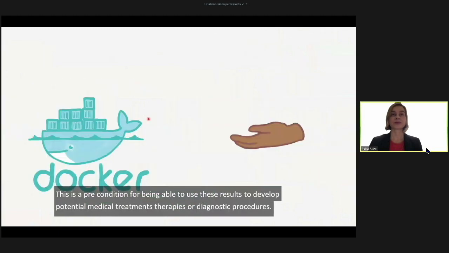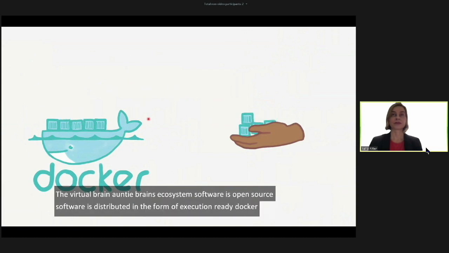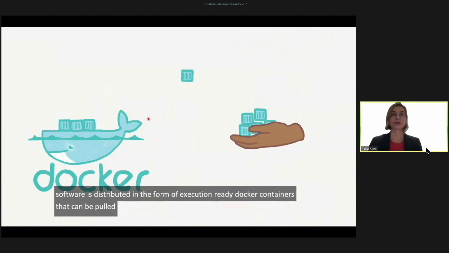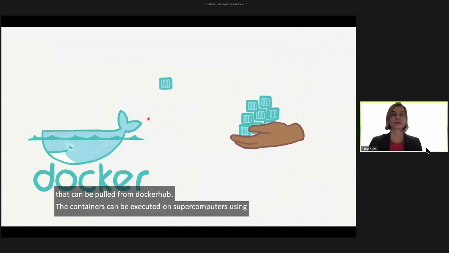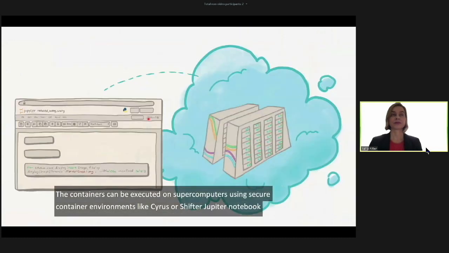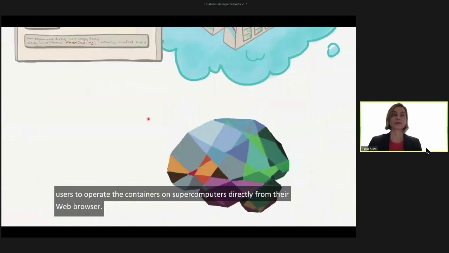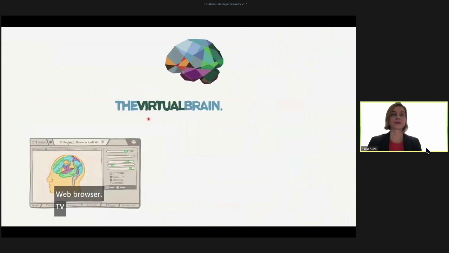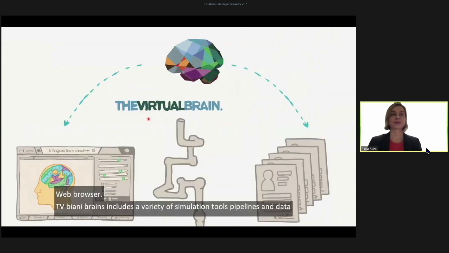The Virtual Brain on EBRAINS ecosystem software is open source. The software is distributed in the form of execution-ready Docker containers that can be pulled from Docker Hub. The containers can be executed on supercomputers using secure container environments like Sarus or Shifter. Jupyter Notebooks enable users to operate the containers on supercomputers directly from their web browser. TVB on EBRAINS includes a variety of simulation tools, pipelines, and datasets, which we will introduce in the course of this video.